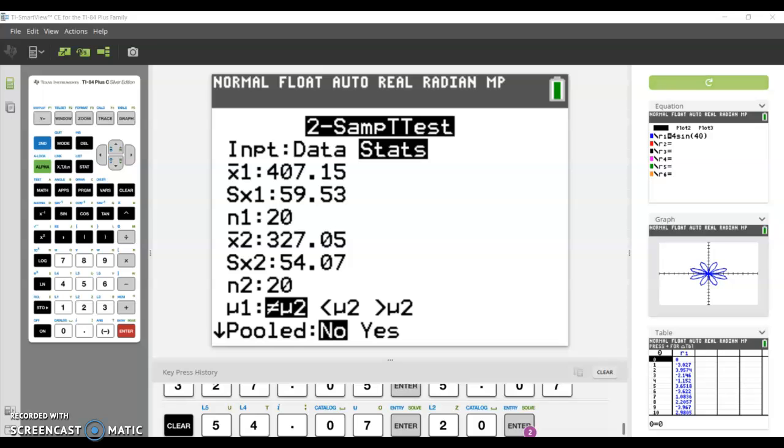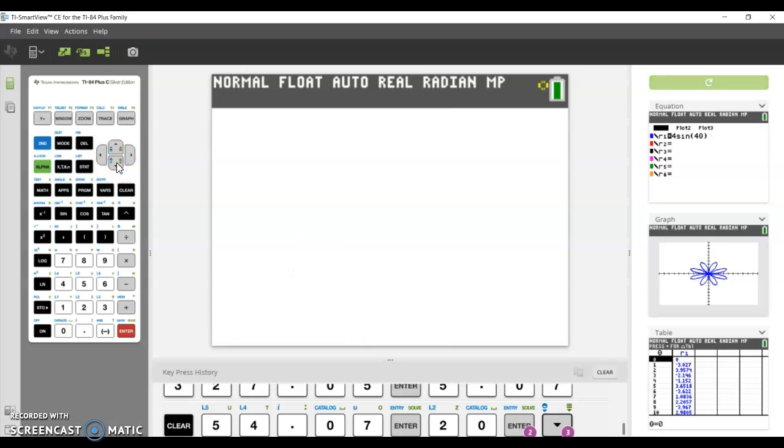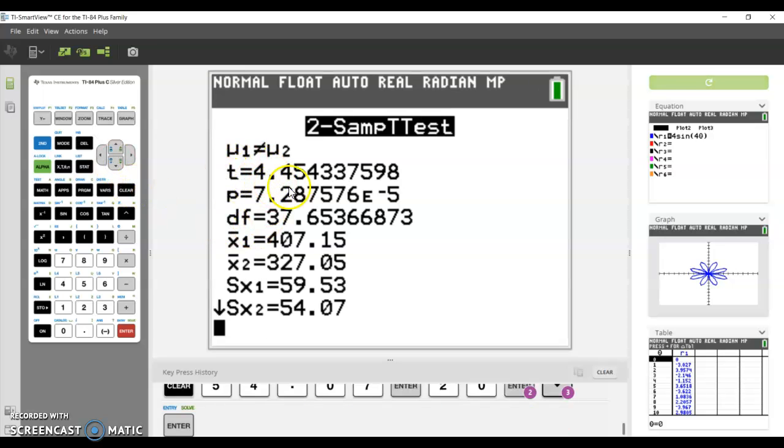So remember, we're always going to select unpooled on our variance. And then we'll calculate, and there you see our t statistic, 4.45, very similar to what we got by hand. And our p-value, 7.28 e negative 5. Remember, the e negative 5 means move the decimal 5 places to the left. So this is like 0.0000728.